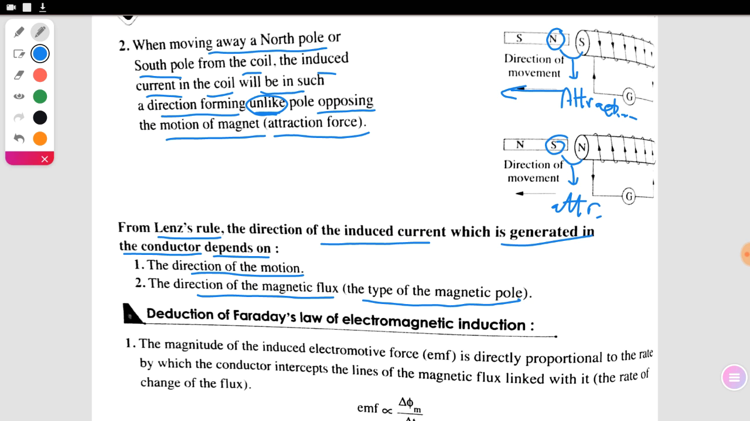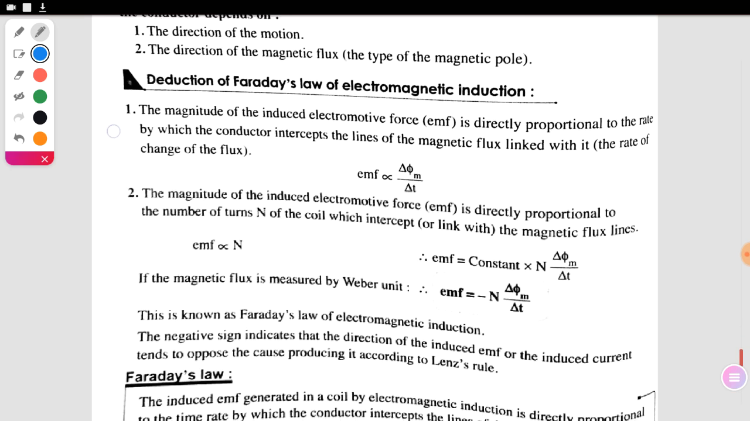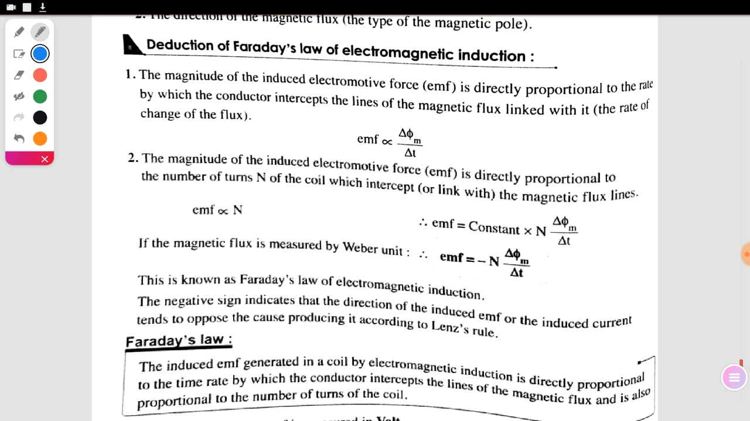From this, we can deduce Faraday's law. At first, when we use two magnets instead of one magnet, the rate of change of magnetic flux increases, and the deflection of the wire of the moving coil galvanometer increases. This means that the induced EMF increases, and the relation between them is directly proportional.